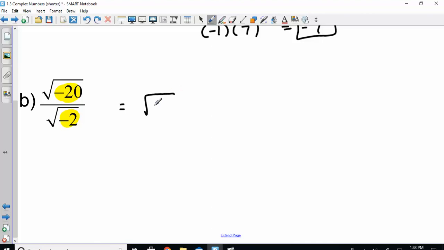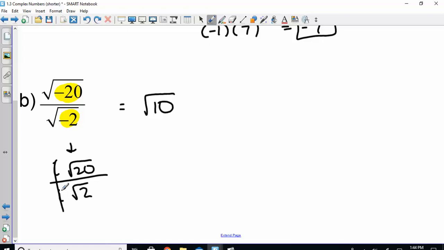What is -20 divided by -2? 10. Can you reduce the square root of 10? No, so that's it. If you took out your i's first, you're going to get to the same thing. i radical 20 over i radical 2. What happens to your i's? They cancel out anyway. So with the division, you can pull them out or leave them in. Either way, we'll get to the answer.